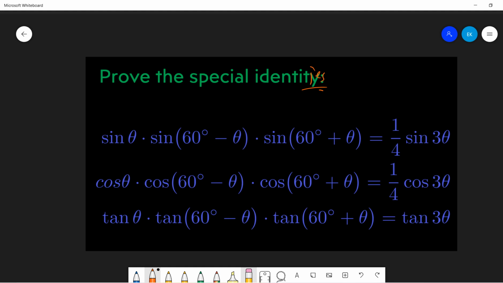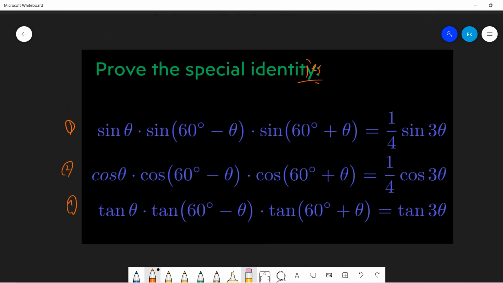Let's label the identities as 1, 2 and 3. The first is sine theta times sine of 60 minus theta times sine of 60 plus theta equals 1/4 sine 3 theta, and then the cosine one and the tangent one. Our goal is to prove 1, 2, 3.